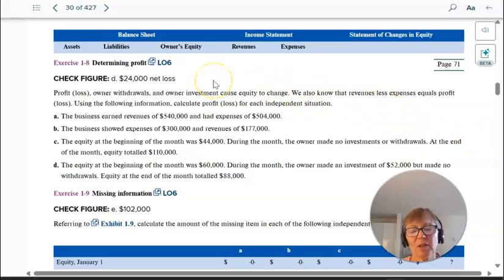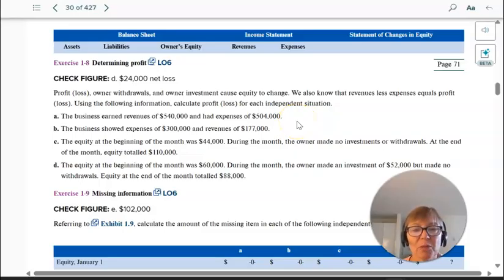In the video that I did going over Welcome to Week 7, I indicated that in some of the questions, they have a check figure. For example here, check figure D is a net loss of 24,000. So it's given you the solution for D so that you can check to make sure that you're doing it right. And they do this for a lot of the questions. As you can see here, check figure for E is 102, so on and so forth. So let's give exercise 1-8 a try.